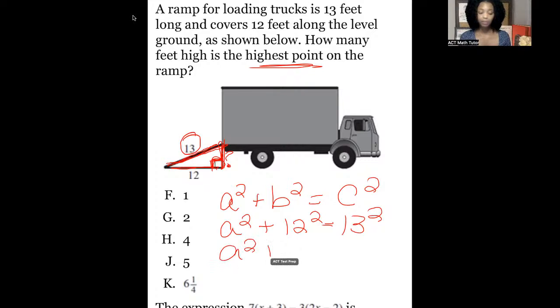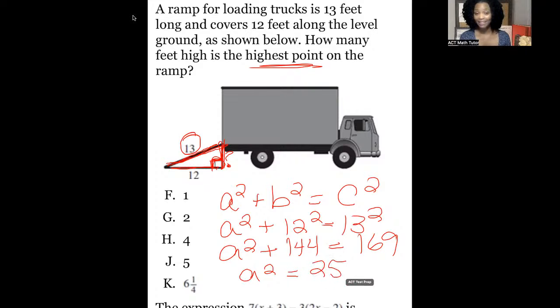So a squared plus 12 squared is 144. And then 13 squared is 169. And you subtract here. 169 minus 144 is going to give you 25. And we're not done yet, right? We need a, not a squared. So we're going to take the square root of both sides, and therefore a is 5. Okay, so the correct answer is J.